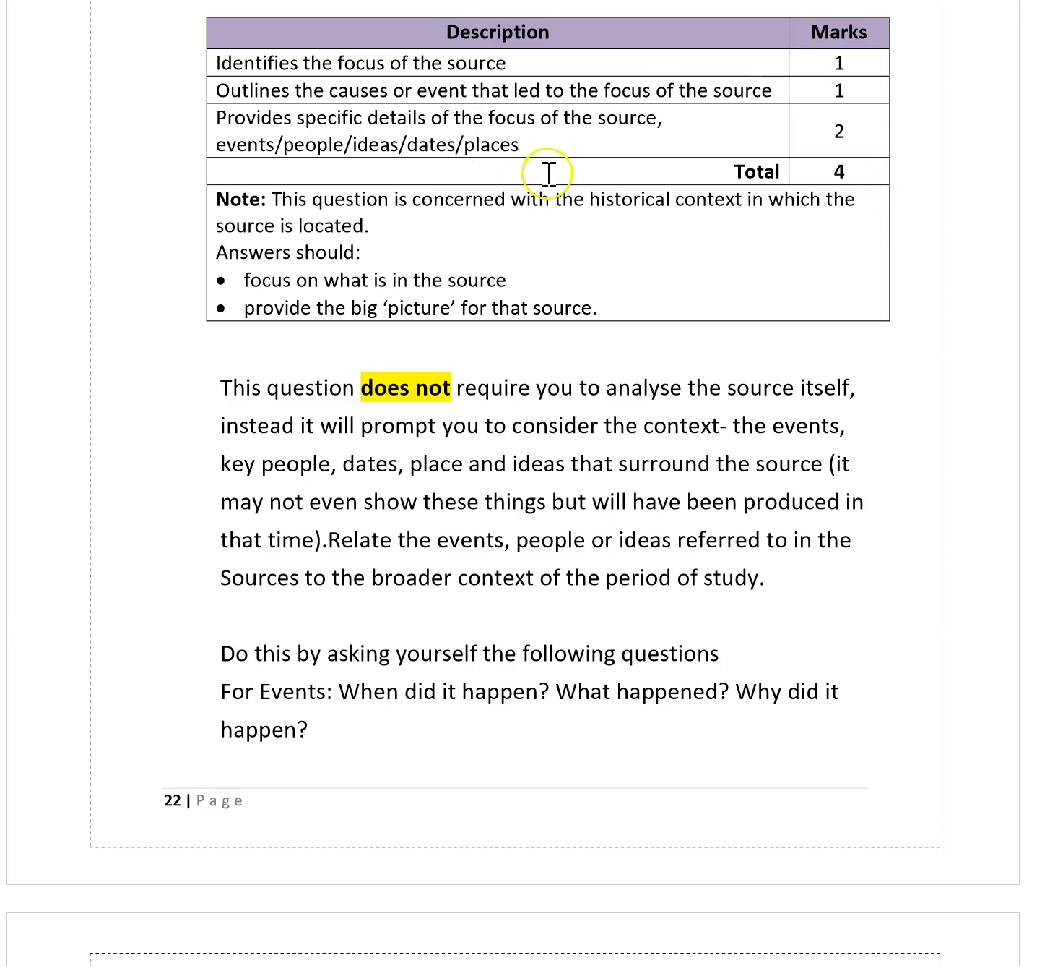And then you've just got to make sure that you're providing the events, the key people, the ideas, the dates and the places. So the better marks for this one are always going to be on the detail. So specific dates for events, the full name of the people that are in the source, anything that you can think of in terms of things that are related to the source as well. And that's it for the first one.